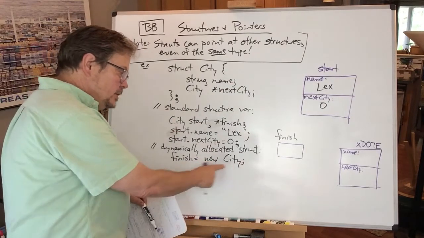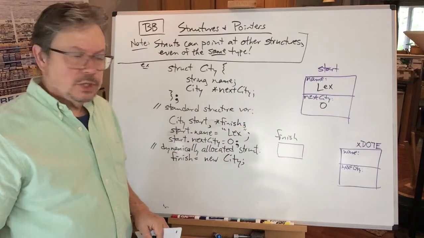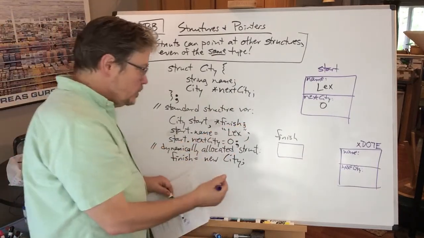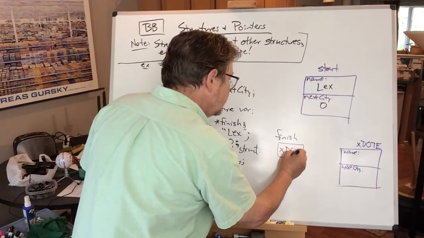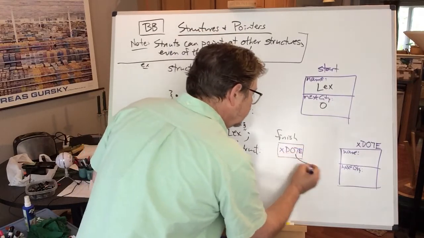And this is going to return the address of where it claimed that storage. We're taking that address and putting it in variable finish. So now finish does point. It does have its very own city structure. Right there.